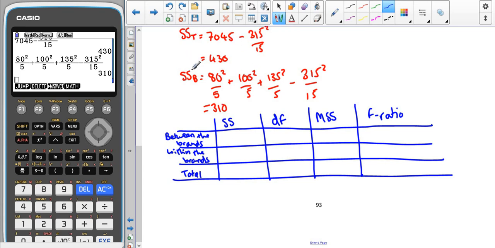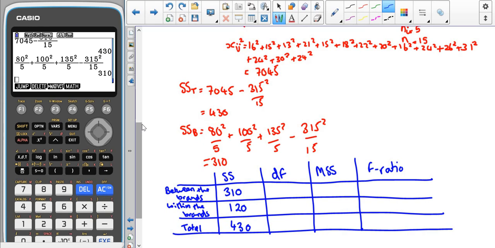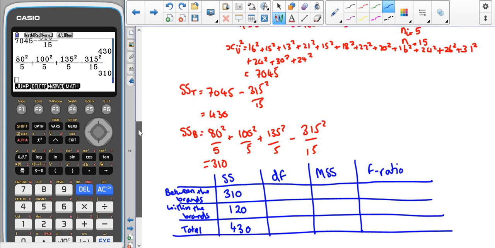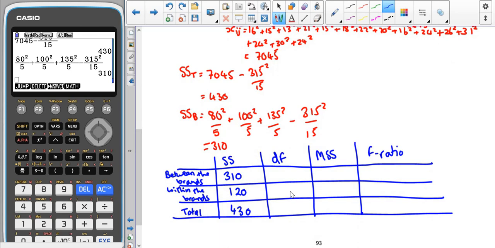So the first thing is our SST was 430, so we put that there. Our SSB, so between the brands, was 310, which means that this value here is going to be the difference between these two, which gives me 120. Now the degrees of freedom for between the brands is going to be the number of groups that we have here minus 1. So that's going to give us 2 for between the brands.